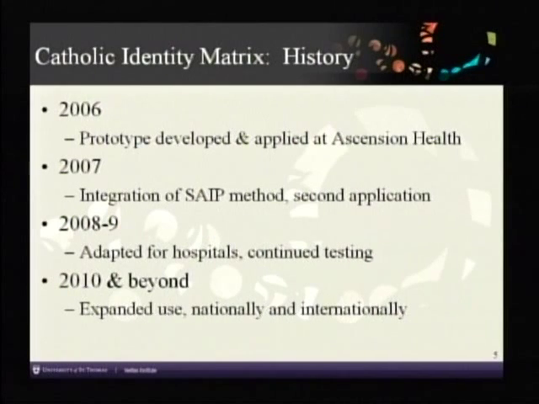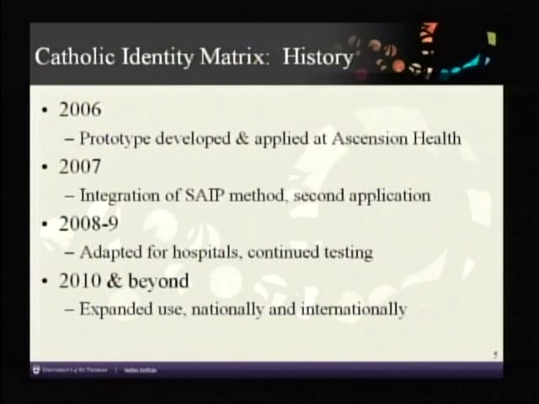Now, the Veritas Institute became involved with the CIM's development in the year 2007, and essentially we worked with our colleagues at Ascension Health to improve their prototype by integrating within it that general SAIP method. And it's really the combination of Ascension Health's prototype and the SAIP method that resulted in the Catholic Identity Matrix as we know it today.